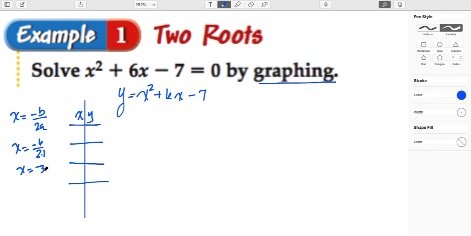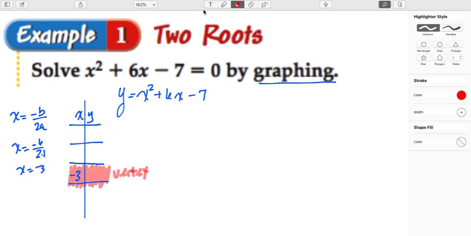This also gives me the x coordinate of the vertex. So let's put negative 3 here. I'm going to highlight this little box red because this little box will be referring to my vertex. Okay, so the vertex is here. So how can I figure out the y value? You know it.